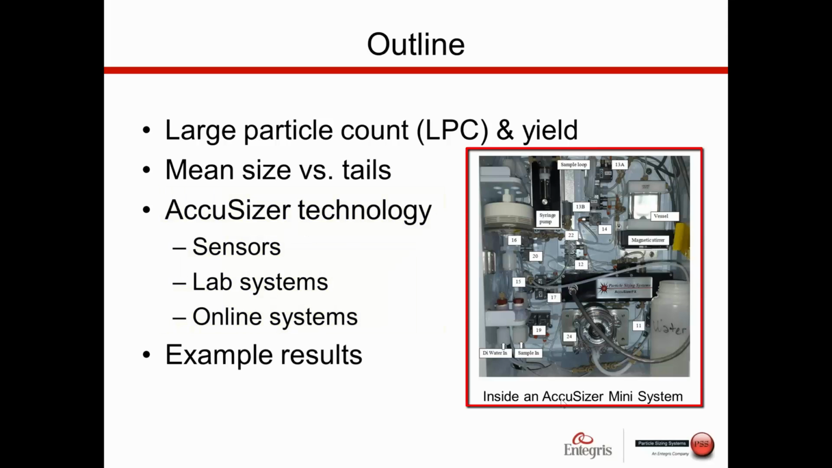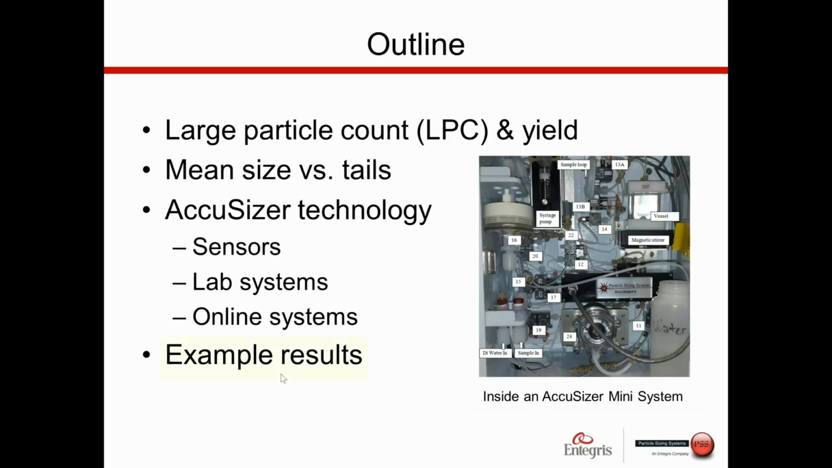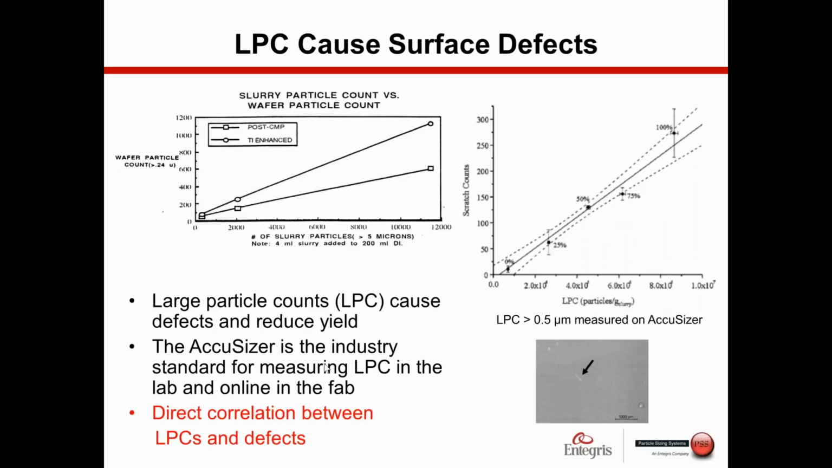On the right here, you see the inside of our AccuSizer online mini system. And we'll give example results of, I think, silica, ceria, alumina CMP slurries, both from the laboratory and also online data. It's been fairly well documented there is a direct correlation between large particle counts and either scratches or defects as you look at what's happening on the surface of wafers being processed using CMP slurries.